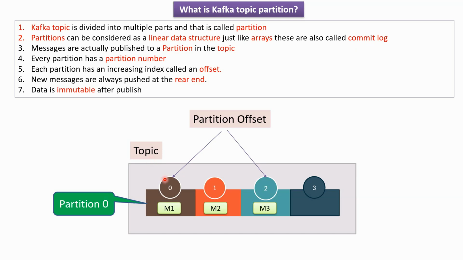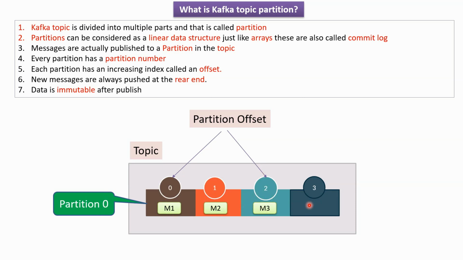Here you can see the topic. It has only one partition. In offset 0 message 1 is stored, in the first offset message 2 is stored, and in the second offset message 3 is stored. So messages are actually published to the topic partition, and every partition has a partition number. In this case the partition number is 0, and each partition has an increasing index which is called the partition offset.